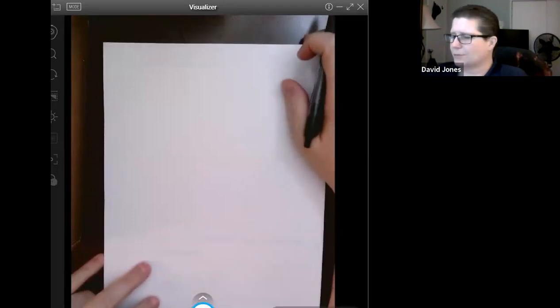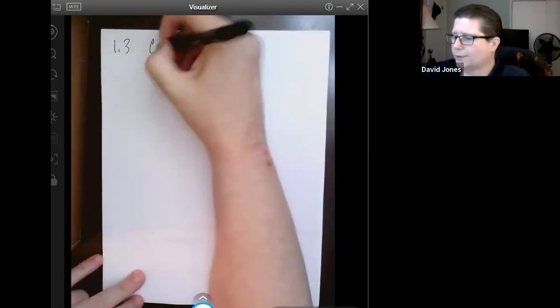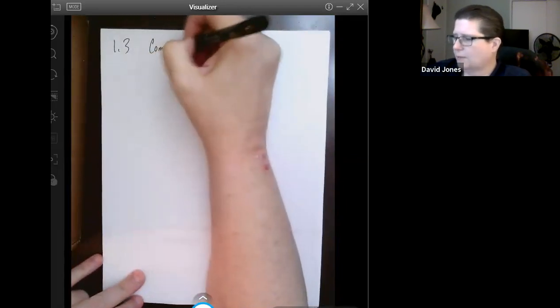Today we're continuing our exploration of Chapter 1, and today we're dealing with something called complex numbers. This is 1.3, complex numbers.